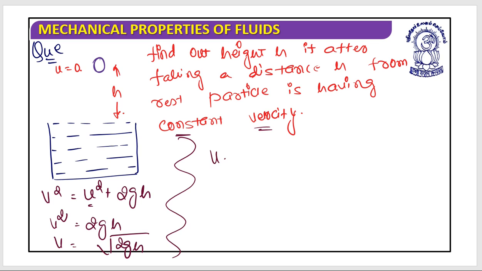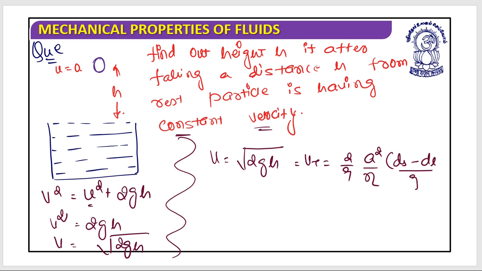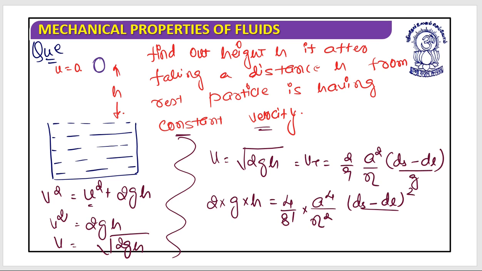Now v equals root of 2gh, which is equals to terminal velocity, which is 2 by 9 a square by eta into bracket density of solid minus density of liquid divided by g. So this is the situation where it's 2 into g into h. This is equals to 4 by 81 into a to the power 4 divided by eta square into density of solid minus density of liquid whole square divided by g square. From this h can be derived very easily.